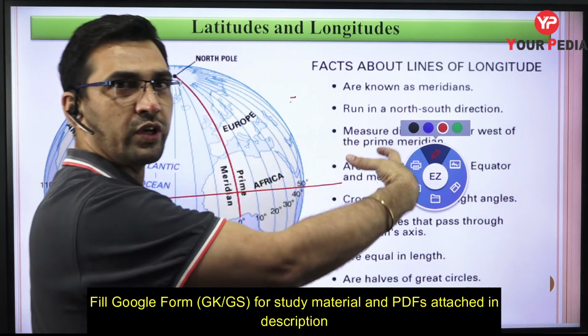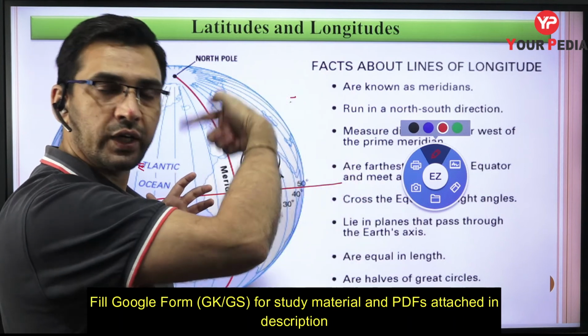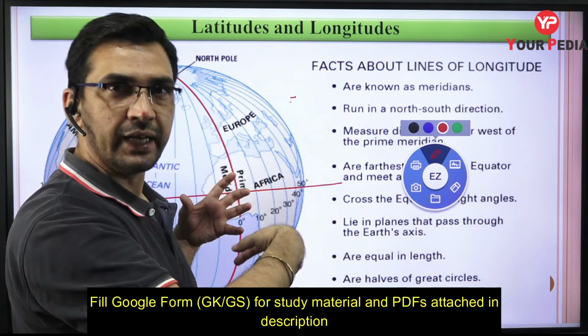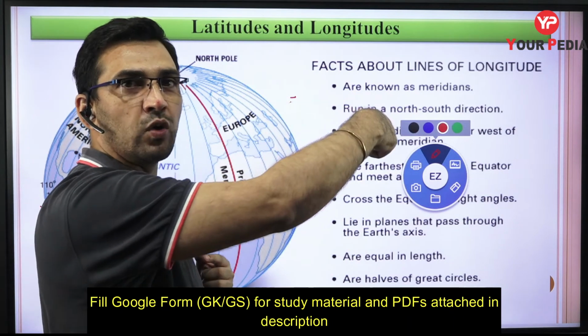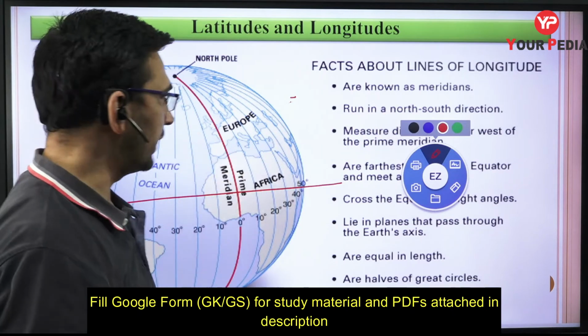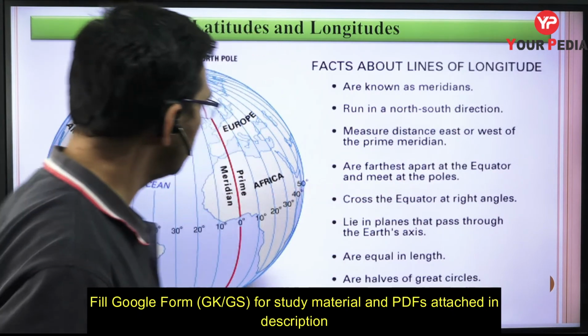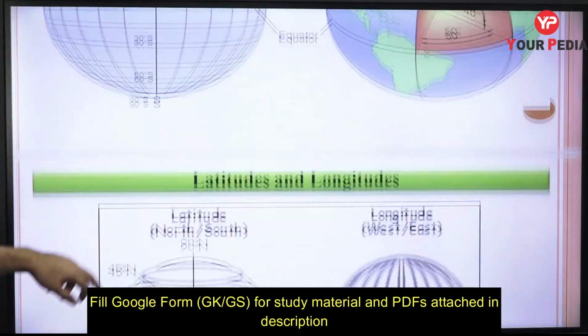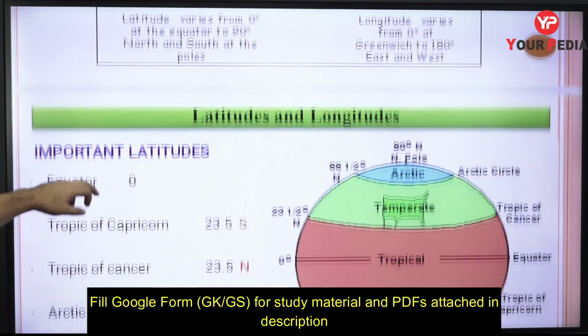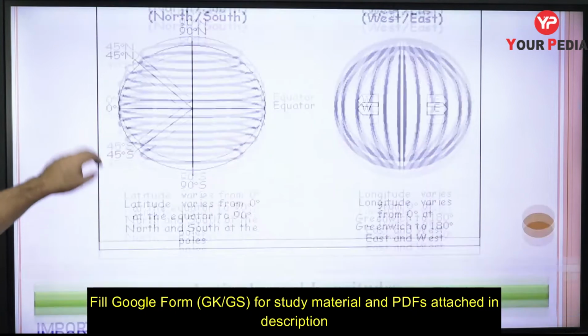Like eastern hemisphere, western hemisphere, with respect to what? With respect to your prime meridian. When you are moving from the prime meridian towards the east and towards the west, that way we have taken these hemispheres. Okay, so this is the basic that you need to know.